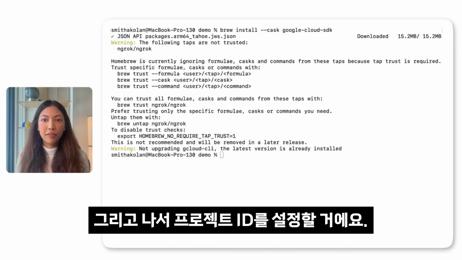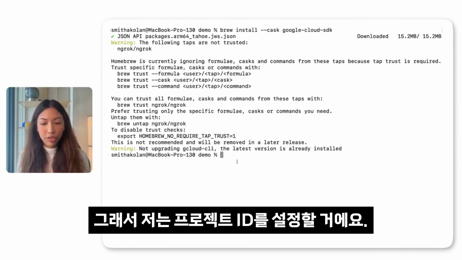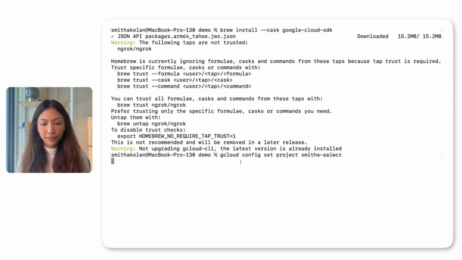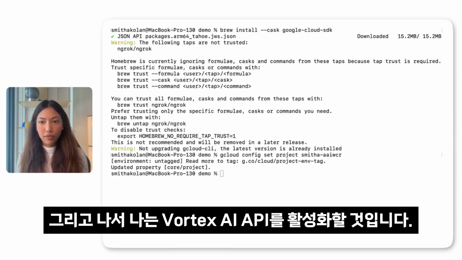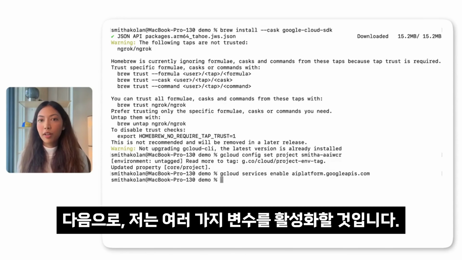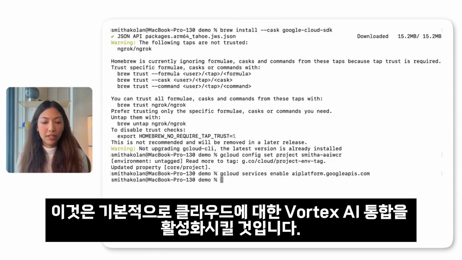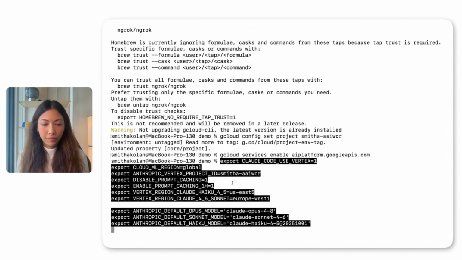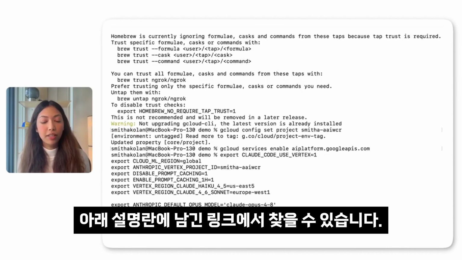And then I'm going to set my project ID, which you can get from your own Google Cloud console. So I'm going to set my project ID. And then I'm going to enable Vertex AI APIs, which will allow us to use all of the Claude models. And next, I'm going to enable a bunch of other variables, which will essentially enable the Vertex AI integration for Claude.